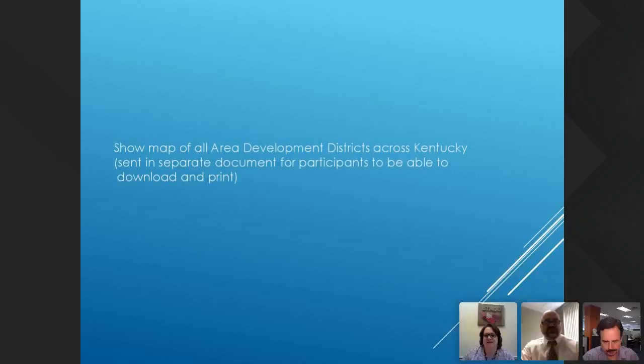Okay. All right. First of all, I do want to share a map of the 15 area development districts that I did mention that are across the state of Kentucky. Hopefully they can share this map with everyone. For everyone looking at that across the state of Kentucky, there are 15 area development districts. 11 of the 15 have loan programs, which are called revolving loan fund programs.